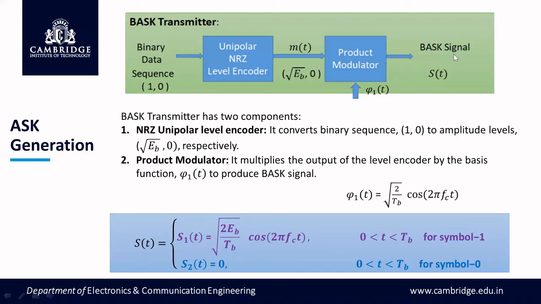The basis function is given by this sinusoidal equation. Finally, the output of the product modulator is the binary ASK signal. So according to this boundary, the entire signal space is divided into two regions, Region 1 and Region 2, shown as Z1 and Z2 in the block diagram. Region Z1 is the collection of points which are falling to the right, on the positive side. Similarly, region Z2 constitutes the set of points which are lying left of the decision boundary.